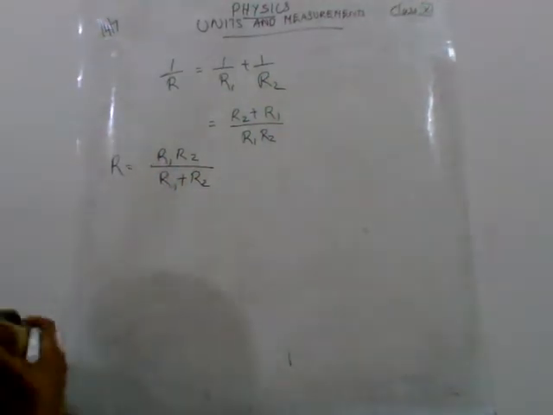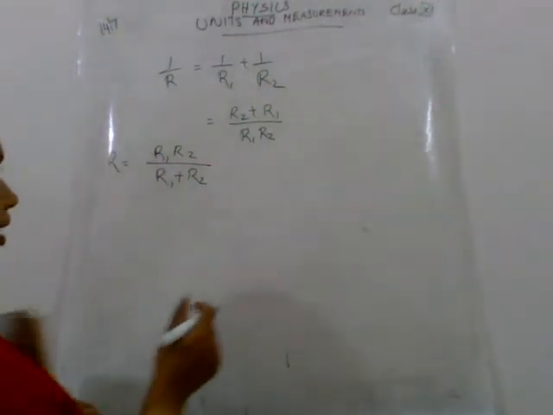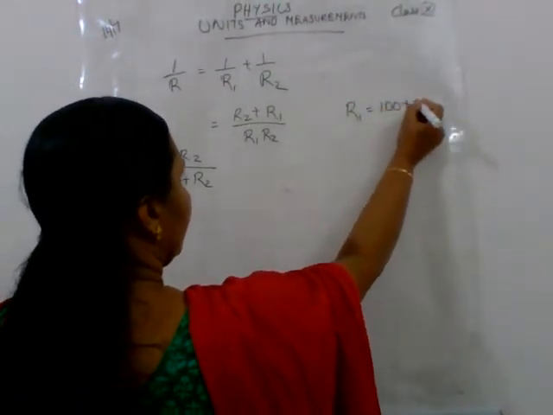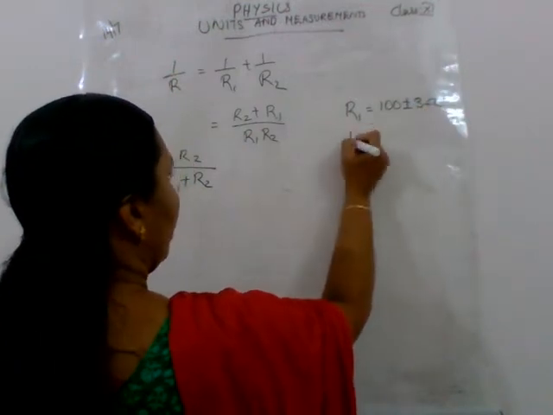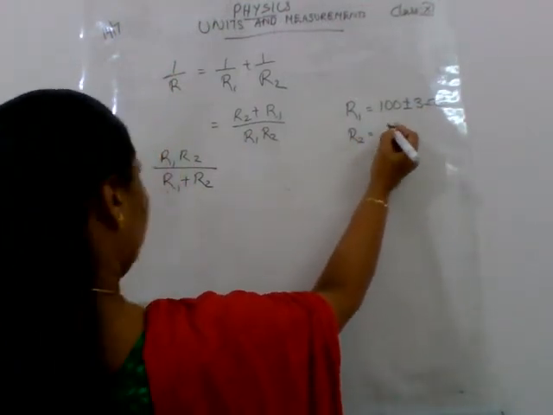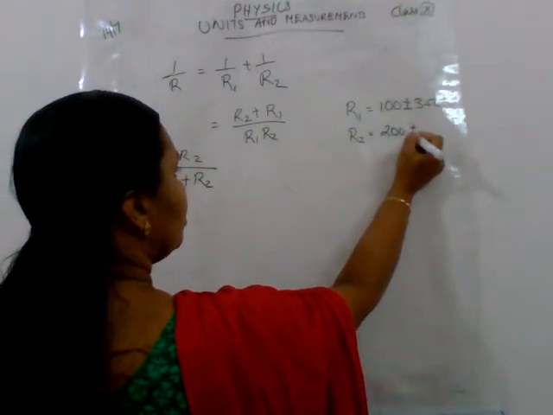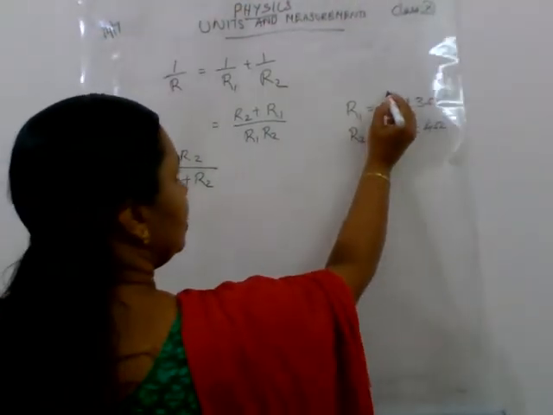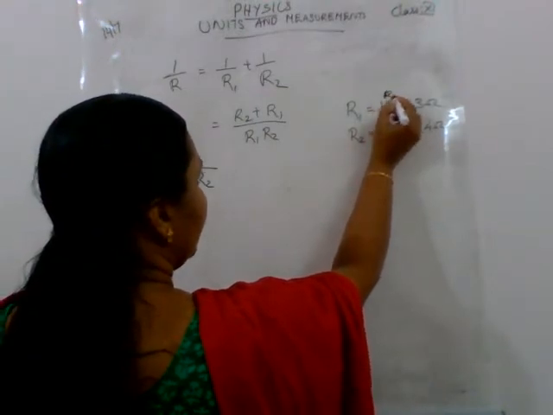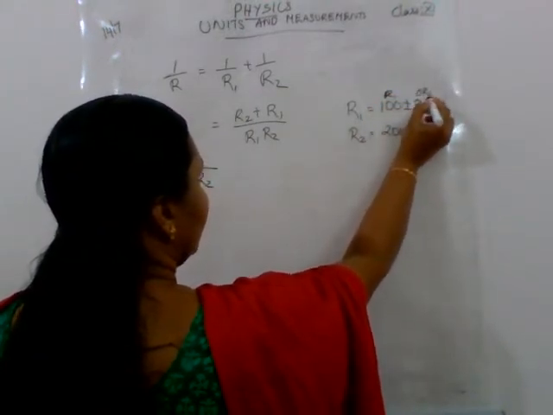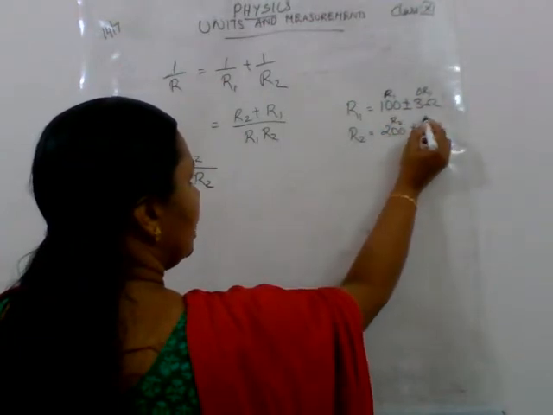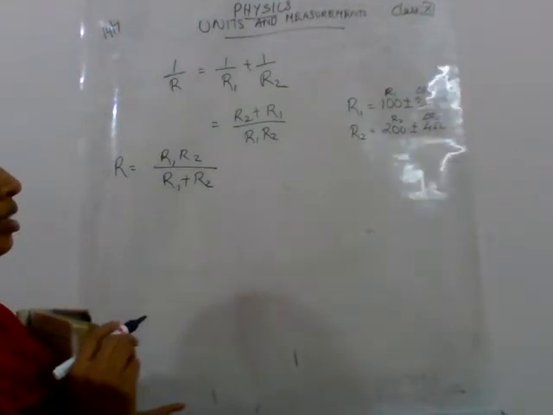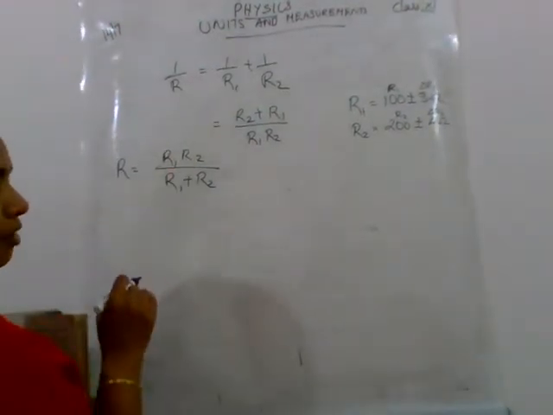Isn't it? So here, R1 is equal to 100 plus or minus 3 ohm and R2 is equal to 200 plus or minus 4 ohm. Isn't it? So here this is R1 and this is delta R1, this is R2, this is delta R2. Okay. So this true value we can find out.